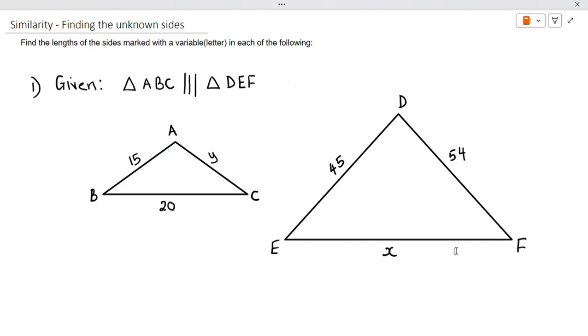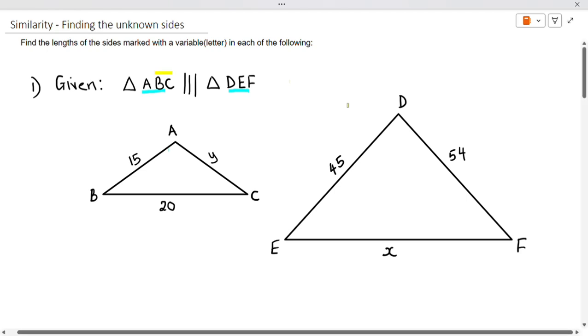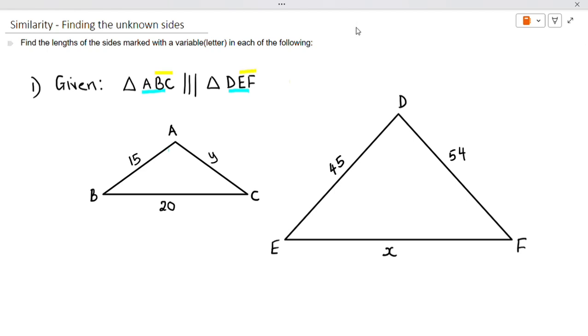So if I look at AB, and I'm going to color code, if I go AB here, I need to look at DE. So they would be in order. You would follow those sides. If I have BC, it would be in order with EF. So let's just go along and fill that information in.